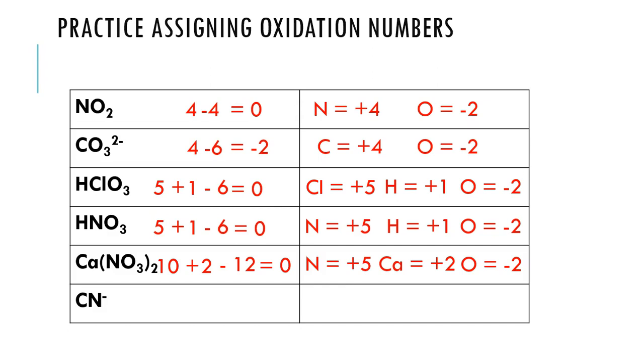Okay, so in the cyanide ion, we have to look at the electronegativity values of carbon and nitrogen. Nitrogen is the more electronegative element, so it will take its expected ionic charge of -3. That means that carbon has to have a charge of +2 in order to make the ion have a charge of -1. So carbon will have an oxidation state of +2.